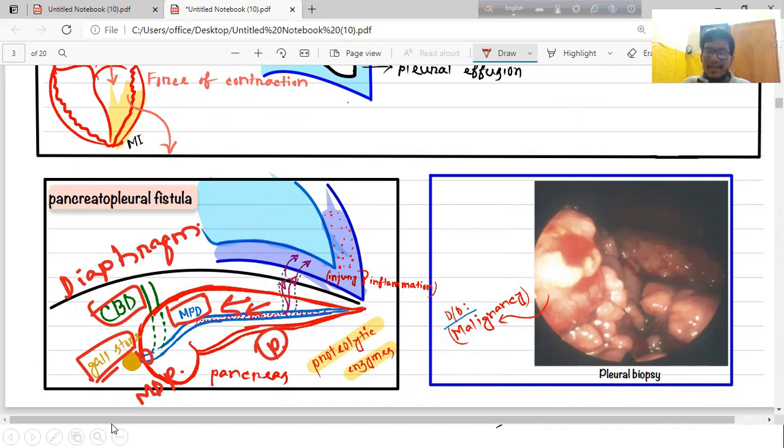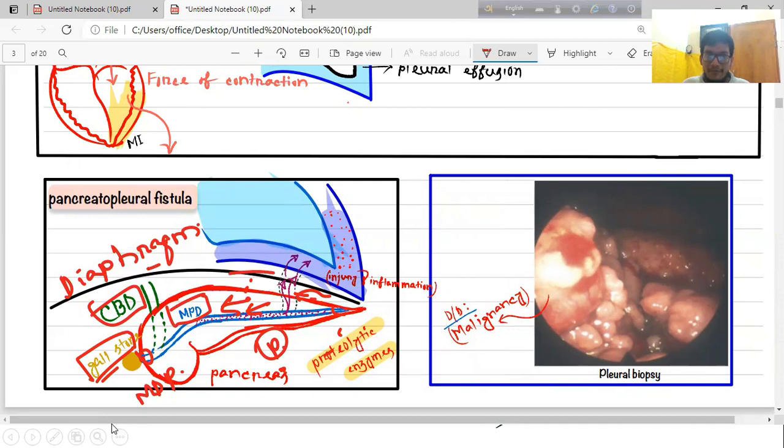That means the pancreatic enzyme is now released, and rather than going to the duodenum, they will begin to release into the surrounding structure. Now they are going to the surrounding structure. So this pancreatic enzyme will tear the omentum, and they will begin to accumulate in the peritoneal cavity. Also they will move upward and they will destroy the surrounding structure.